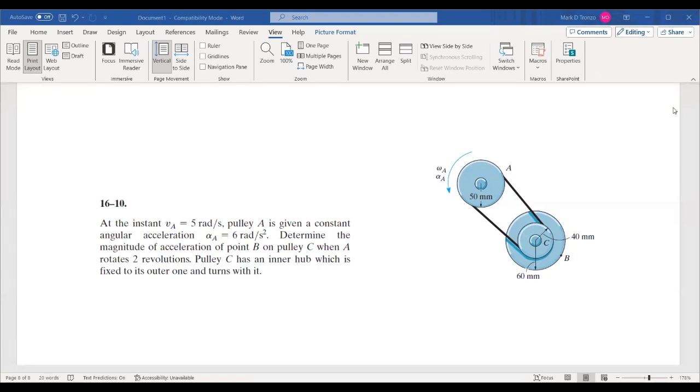Next, we're going to look at problem 16-10. It says at the instant the velocity is 5 radians per second, pulley A is given a constant angular acceleration of 6 radians per second squared. Determine the magnitude of acceleration of point B on pulley C when A rotates 2 revolutions. Pulley C has an inner hub which is fixed to the outer one and turns with it.